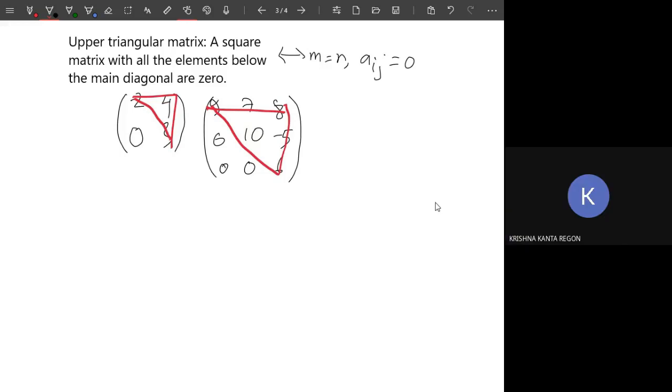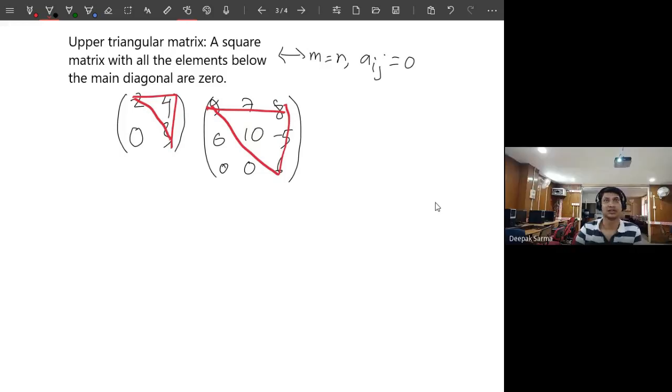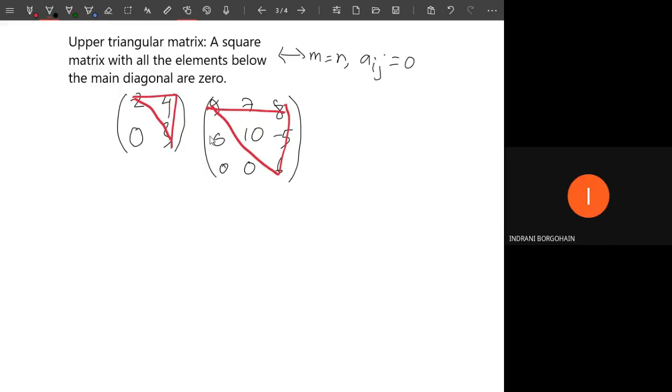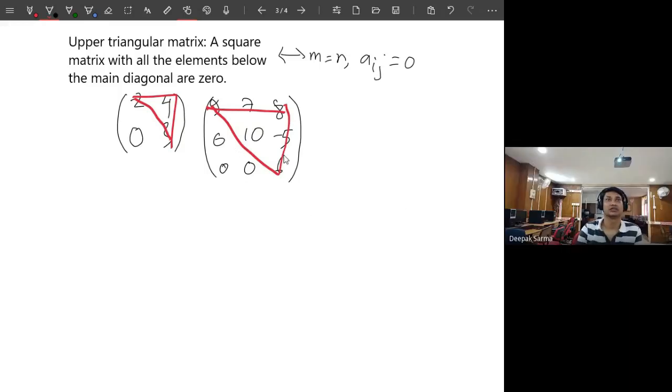Sir, i greater than j. Okay, let me check. So what is the position here? Here the position is 2 1. Okay, here it is 3 1. This one is again 3 2. So you see, i is less than j.